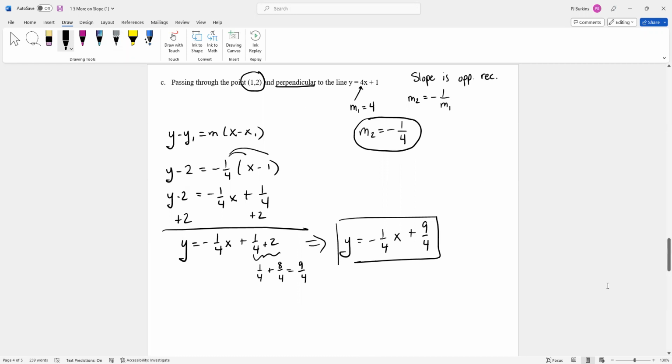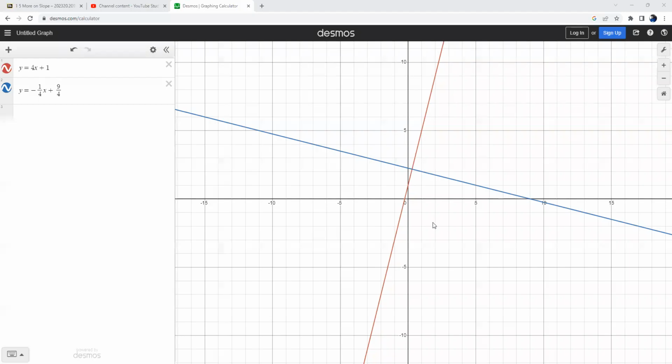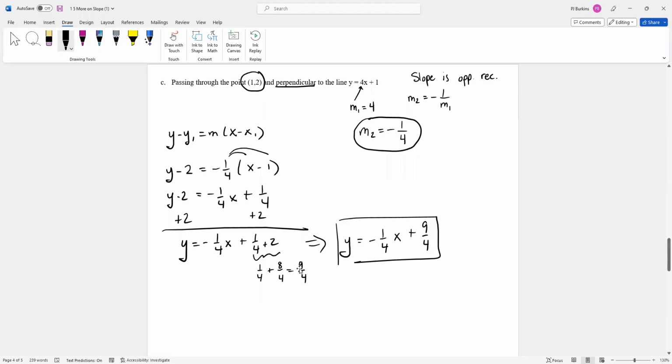Actually, let me just go to Desmos and just prove that these two lines are perpendicular. All right, so I've gone to Desmos here. I put our two equations in, 4x plus 1 and negative 1/4 x plus 9/4. You can see very easily that these two lines cross at a nice 90-degree angle, and therefore they are perpendicular. So that all looks good. Let's go ahead and hop back over and do another example.